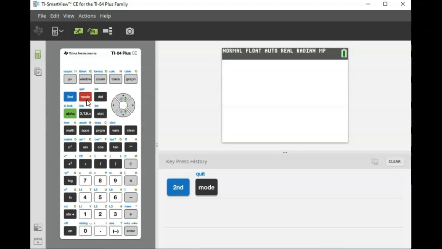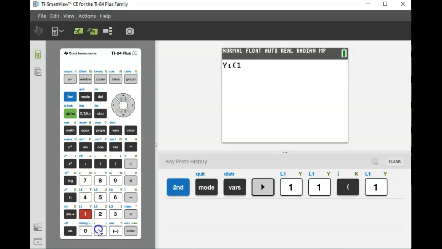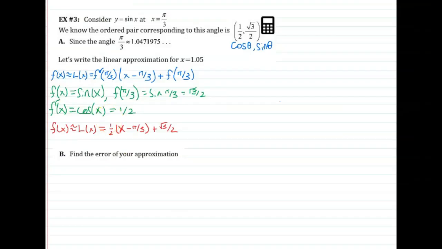The keystrokes to get y1 are vars, yvars, function, y1. Then open parentheses and 1.05, close parentheses, enter. So we can write f of 1.05 is approximately L of 1.05 is approximately 0.867426, although you only have to report to 3 decimal places. Next, let's find the error of your approximation in Part B.